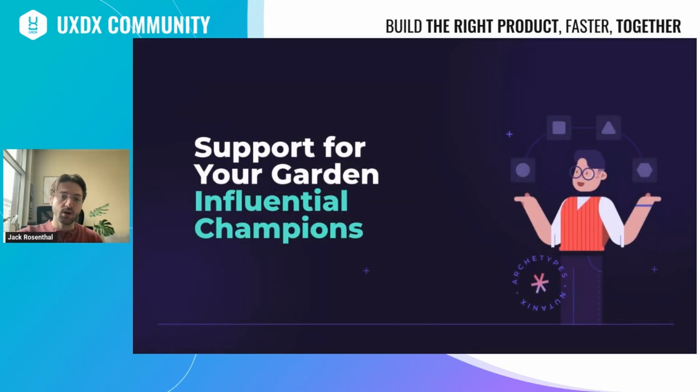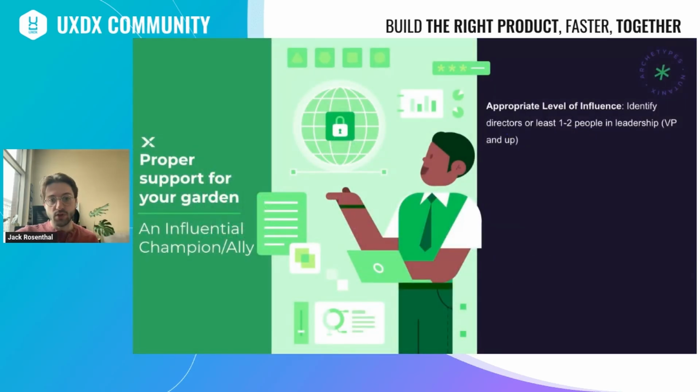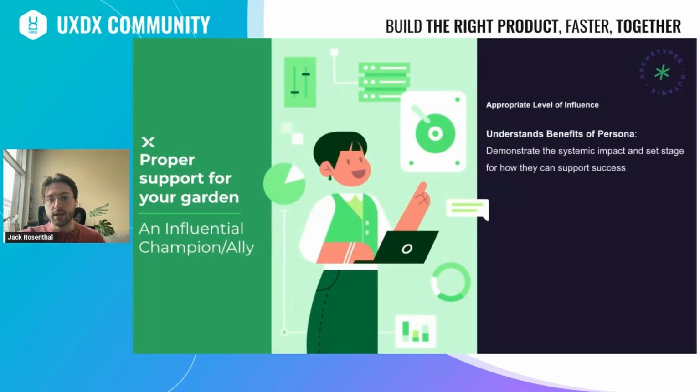So to begin, we're going to talk about getting that influential champion that you need. First of all, let's talk about the type of person that this is. You need to identify either multiple directors or one or two people that are in leadership. That's that VP and up level. And in the end, you really need to have someone like that because they need to be able to push. And we'll talk a little bit more about what this person looks like, but it's very important to make sure that they have the authority to be able to make changes that you're going to have to ask of them later on.